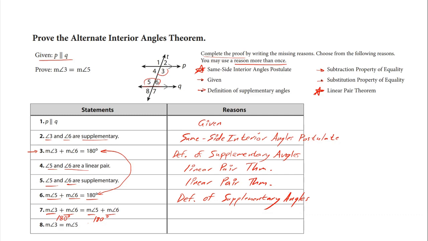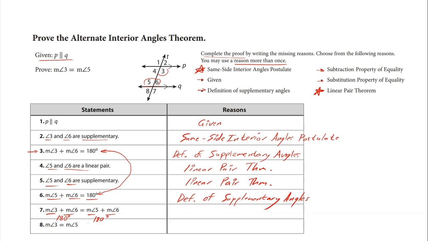Let's think. Angle 3 and 6 are 180. Angle 5 and 6 are 180. So of course, those two could be set equal to each other. Let's think. Substitution. What would be a good reason why?